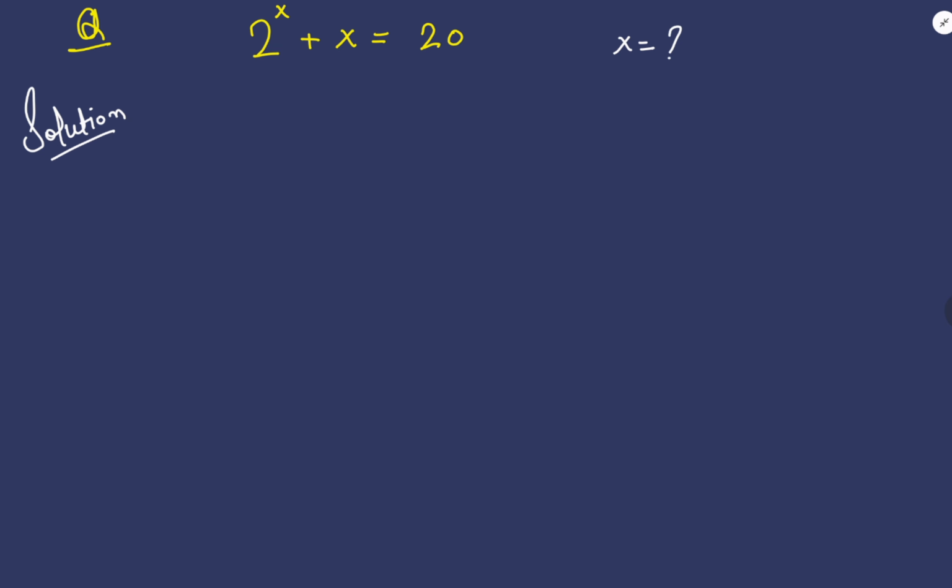I need to know two things. First thing is that e raised to power ln x is equal to x, right? This is a logarithmic rule. And another thing is the Lambert function.